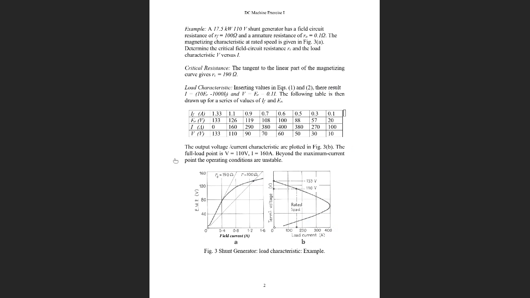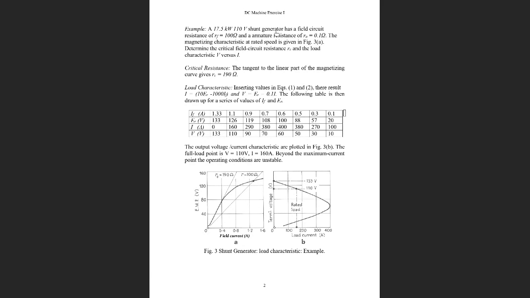Now, given a shunt generator that is a 17.5 kilowatt, 110 volt shunt generator. What does this mean? This is a DC generator. The rated output power is 17.5 kilowatt, and the rated terminal voltage is 110 volts.